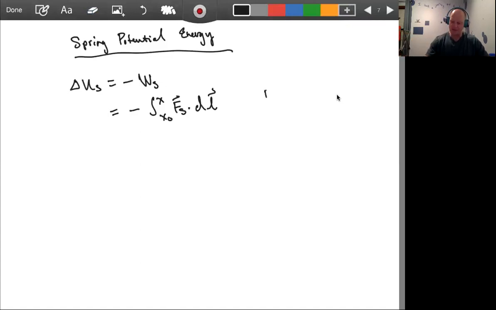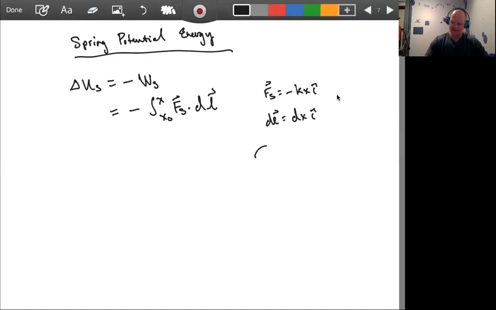Good. So in this case, again, remember that our spring force is equal to negative k times x. In this case, we're going to write dl as dx in the i hat direction. So if I wrote this out differently, this would be kx in the i hat direction. Again, in this case, what I'm assuming is that what?